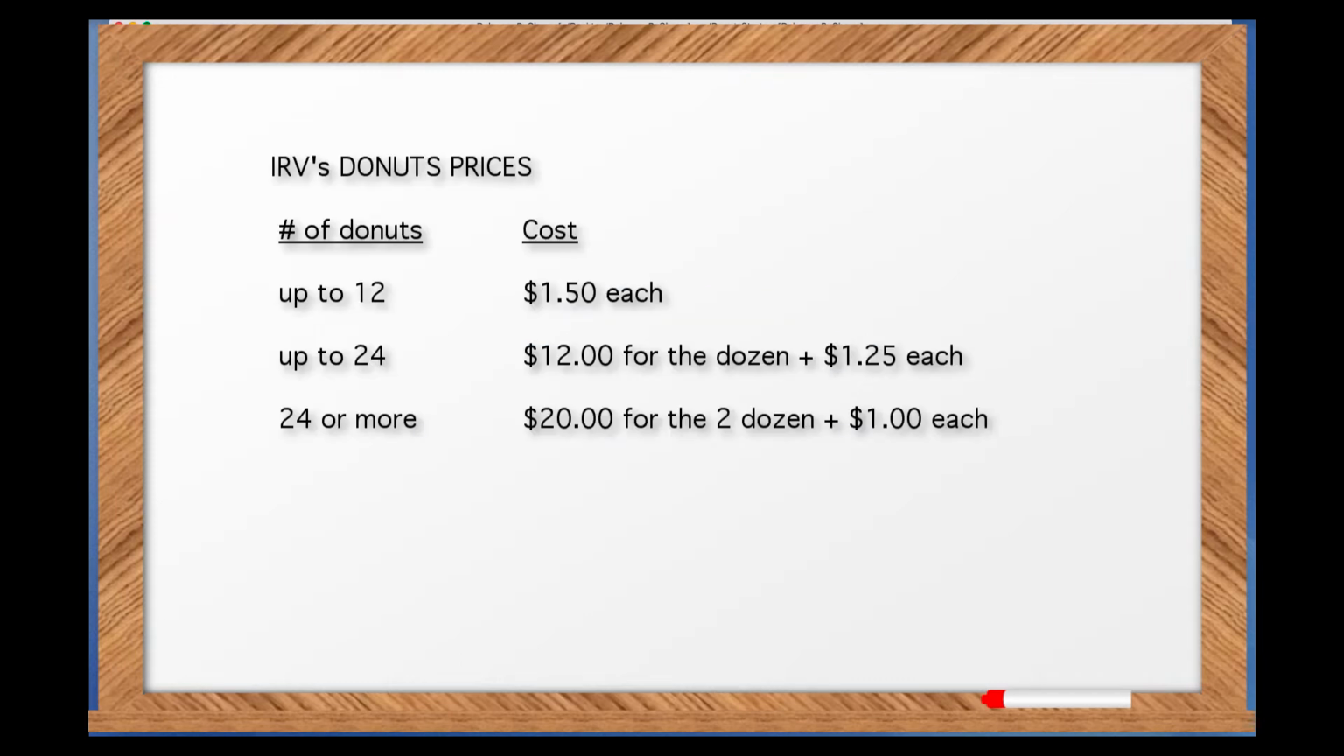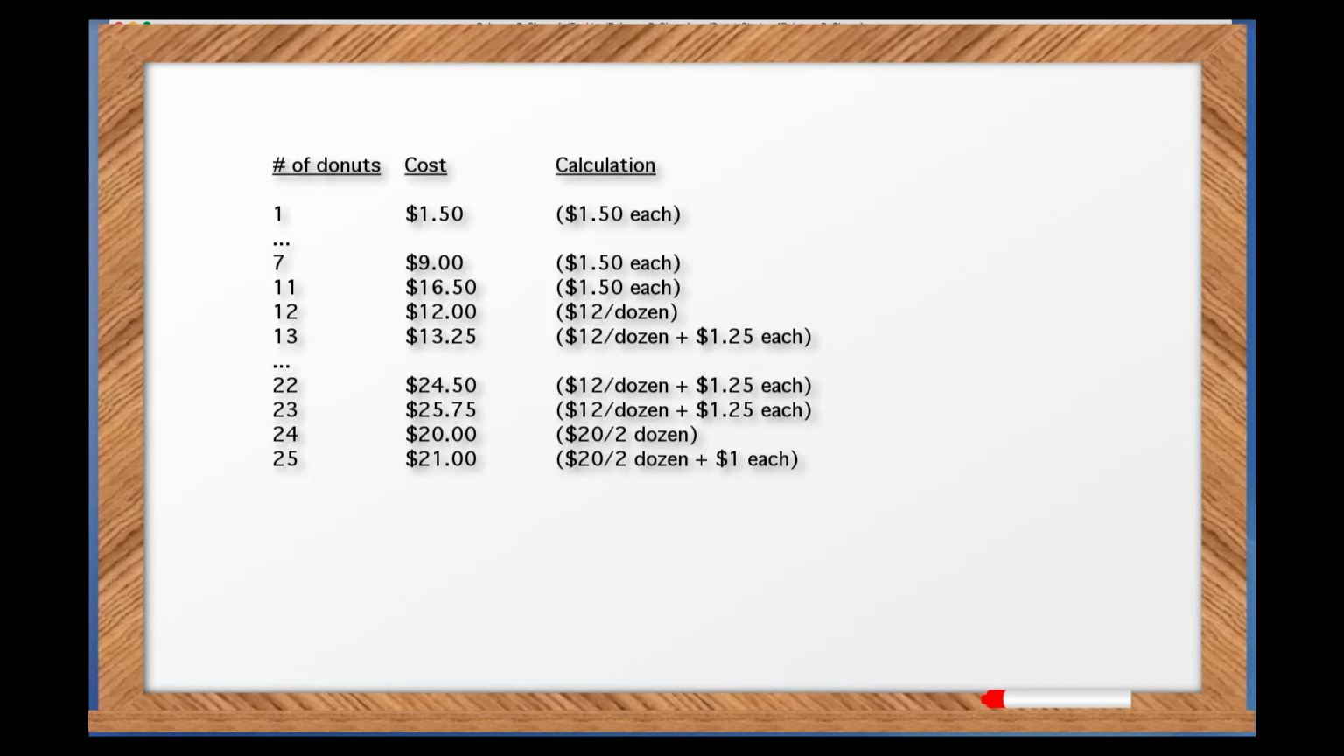If you buy less than 12 donuts, then each one costs $1.50. If you buy 12 or more, then you pay $12 for the 12 that make up the dozen, then $1.25 for each additional donut. But if you buy more than 2 dozen, then you pay $20 for the first 2 dozen, and $1 for each donut after that. Here's what I should get as output. When I write my program, I'll use some of these to test if the program is working correctly.